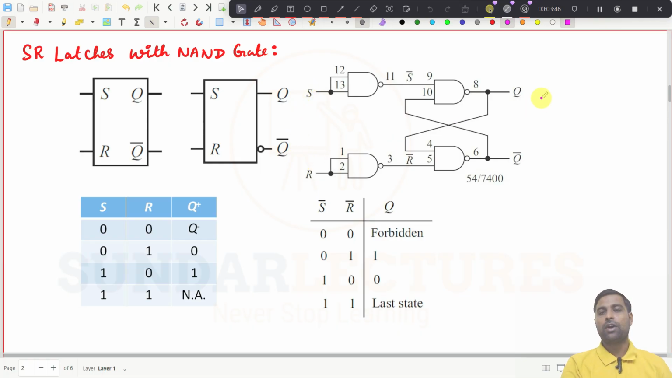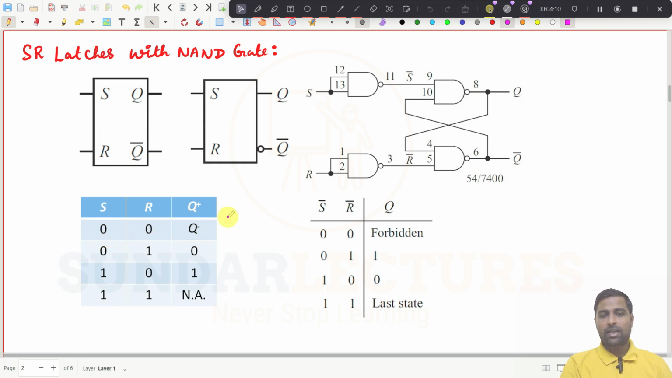If you give 0 0, the output will be no change. If you give 0 1, if S is equal to 0, then obviously R is equal to 1, then the output will be 0. That is the reset condition. If S is equal to 1, then it will be the set condition. We cannot give S equal to 1 and R equal to 1. That is not possible in SR latches. So that is how we have simplified this truth table now.